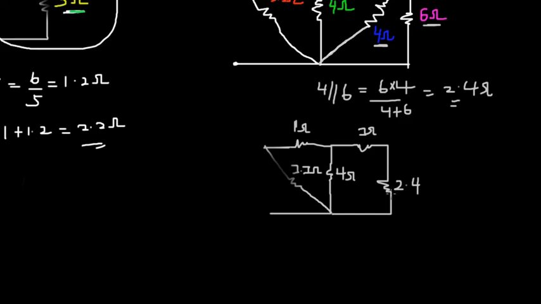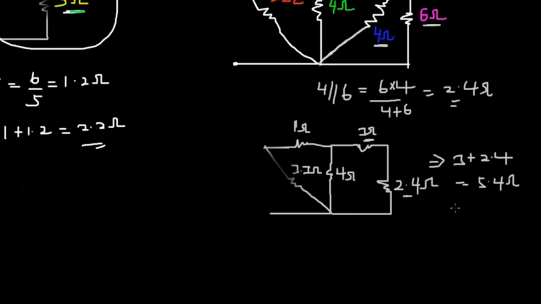Now from here you can notice that this 3 ohm and 2.4 ohm are in series, because the same current will pass through them. Since they are in series, we have 3 plus 2.4, and this will give us 5.4 ohm. They are in series, right?